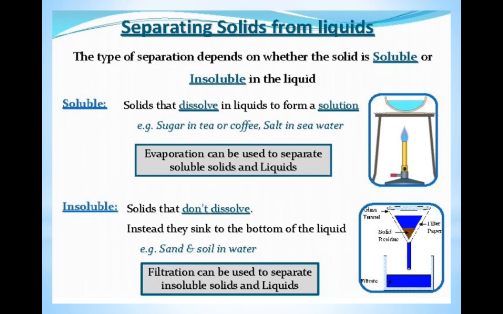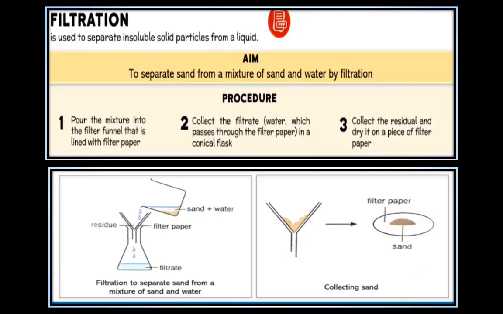Solids that dissolve in liquids to form a solution are soluble. For example, sugar in tea or coffee, salt in seawater, it is dissolved. Evaporation can be used to separate soluble solids and liquids. Insoluble are the solids that cannot dissolve. Instead, they sink to the bottom of the liquid. For example, sand and soil in water. Filtration can be used to separate insoluble solids and liquids.